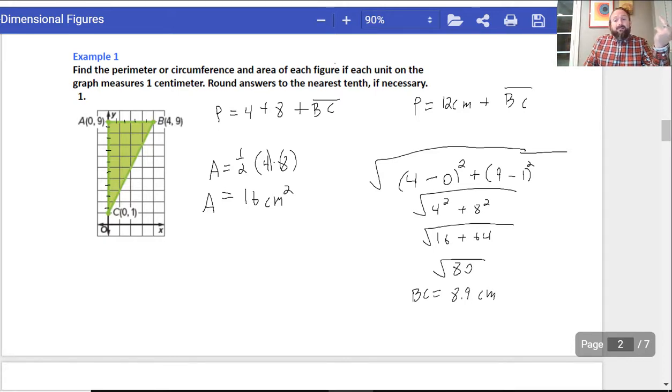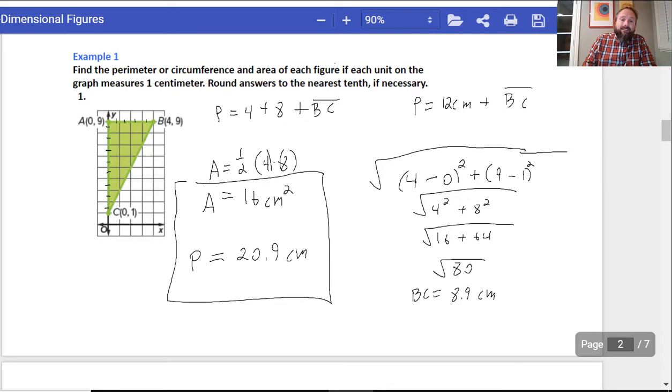But wait, that's not the answer. The answer was 12 centimeters plus 8.9. So the perimeter is equal to 12 plus 8.9, 20.9 centimeters. And so here's our two answers. What is the perimeter? What is the area? Let's go on to the next one in 3, 2, 1.